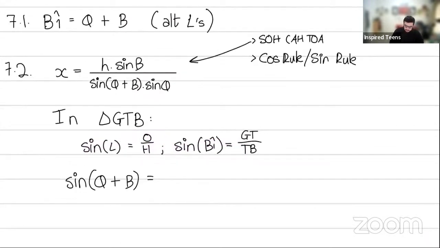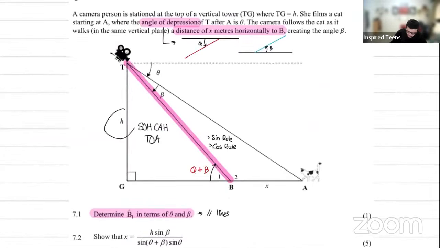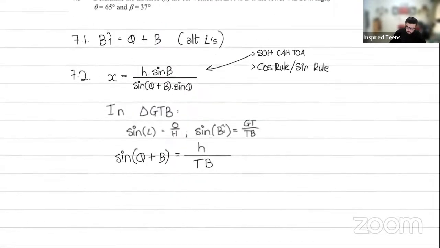So sine theta plus beta is going to be equal to the opposite. The opposite we had as H. And the hypotenuse is what we want to express now. We want an expression for the hypotenuse. So we have H, that angle, and we want an expression for the hypotenuse. So what you have and what you want, all put in here.